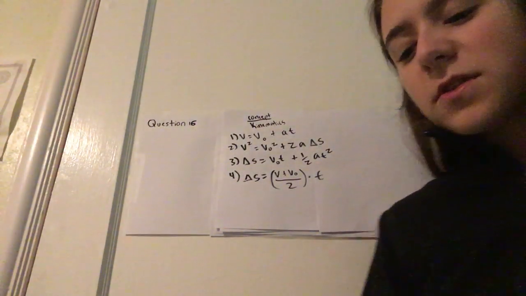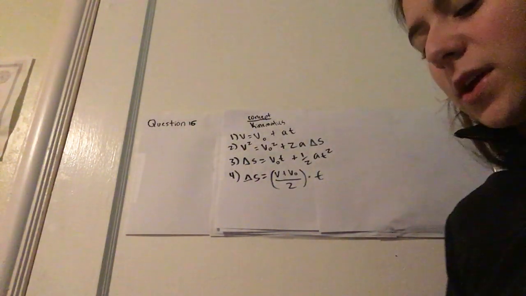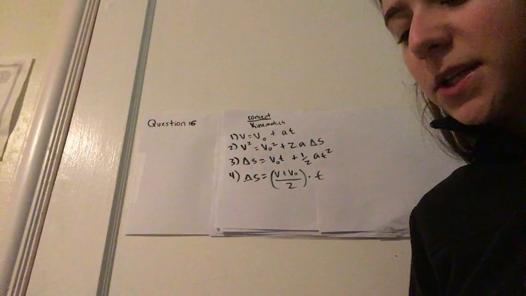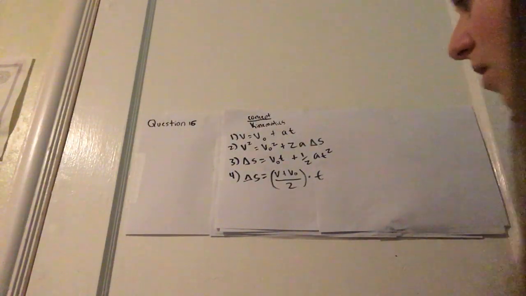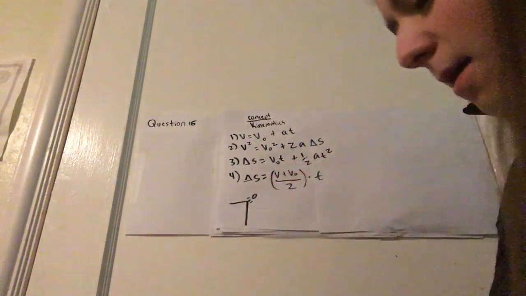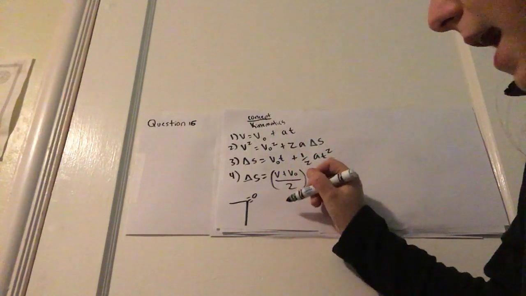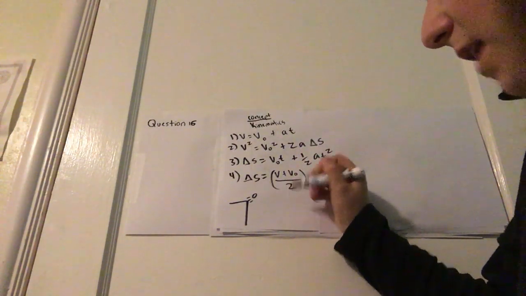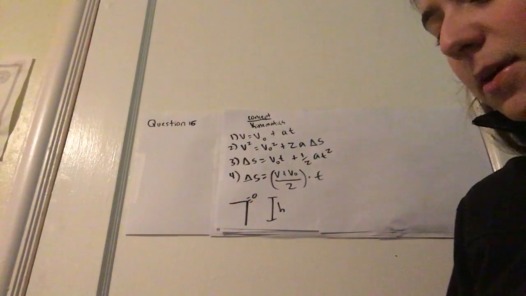Okay, so now to solve this question, I'm going to read question 16. If the ball reaches the ground at time equals 2 seconds, what is the height of the building? So this is what's happening. Ball is being thrown. Okay, so if it reaches the ground at 2 seconds, what is the height of the building? So we're looking for how high that building is.